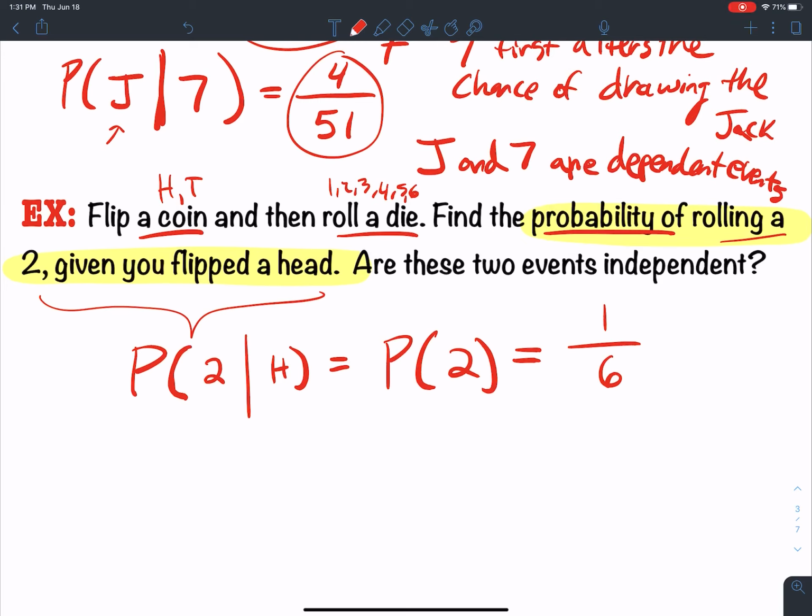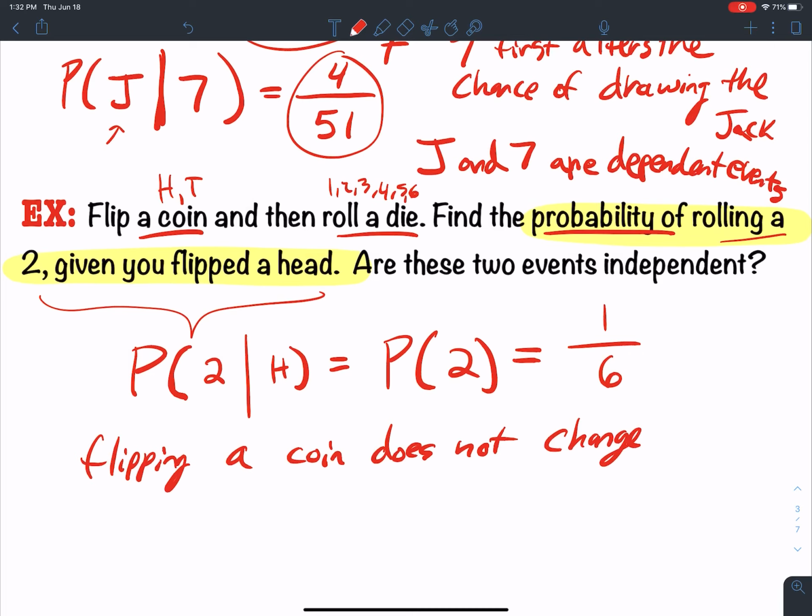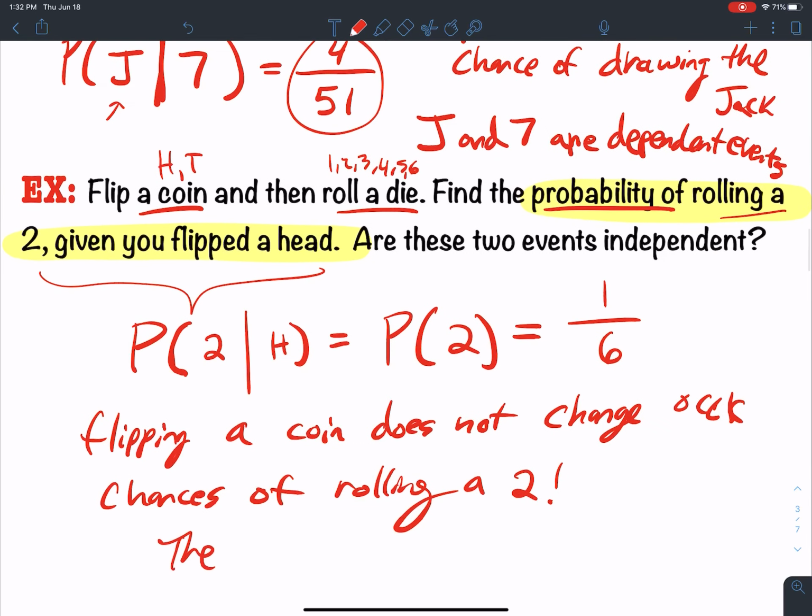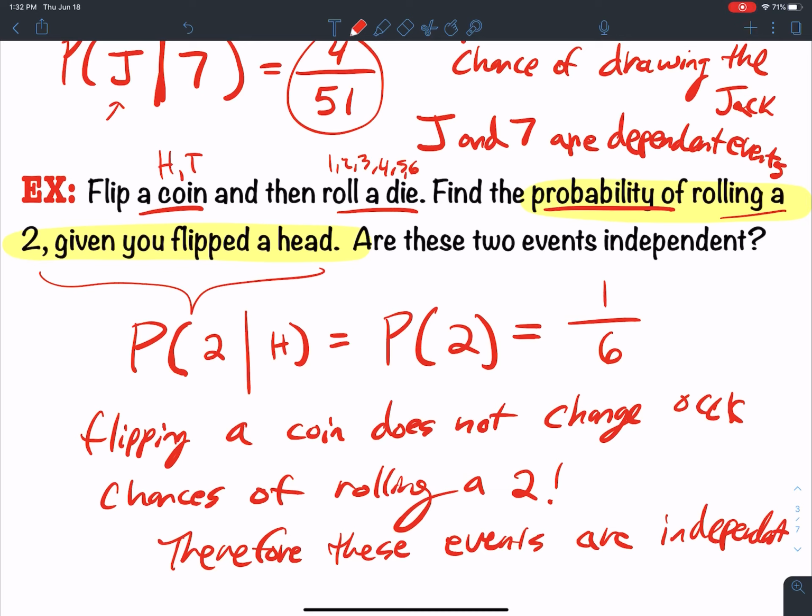So flipping a coin does not change our chances of rolling a 2. Therefore, these events are independent. Okay, they are independent of each other.